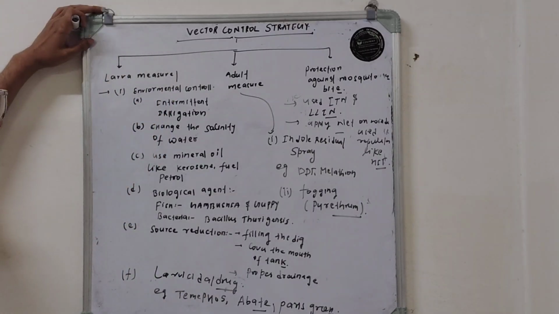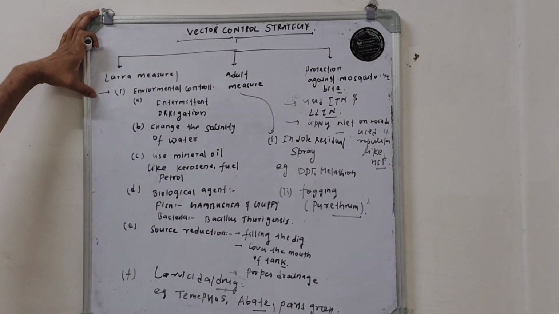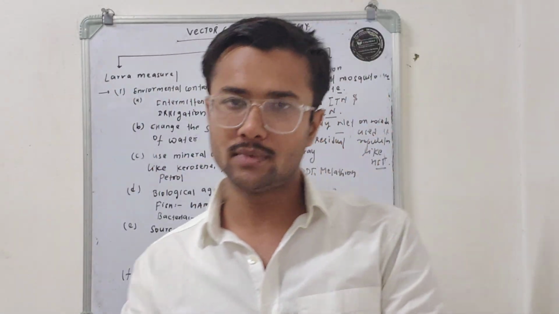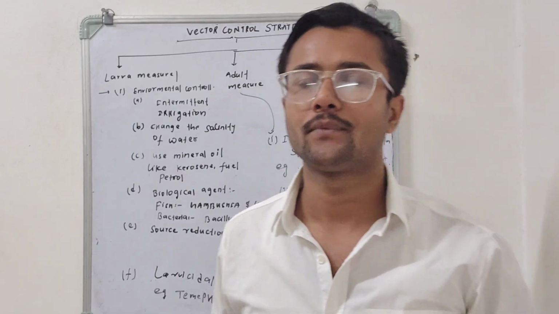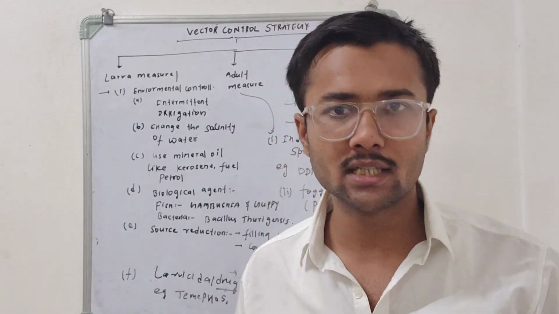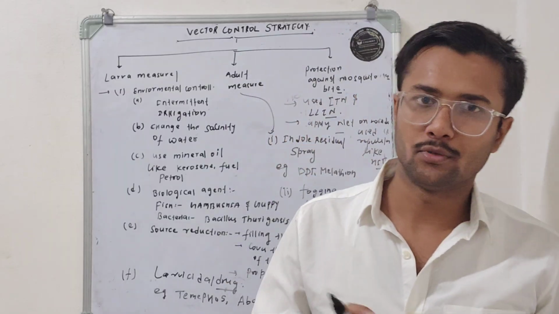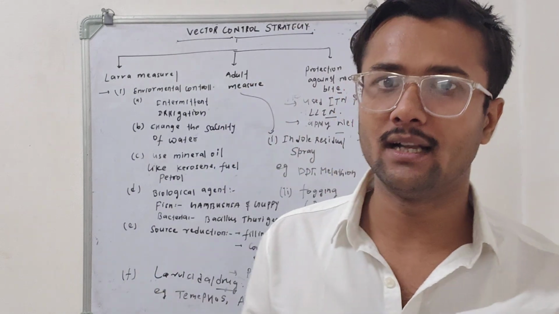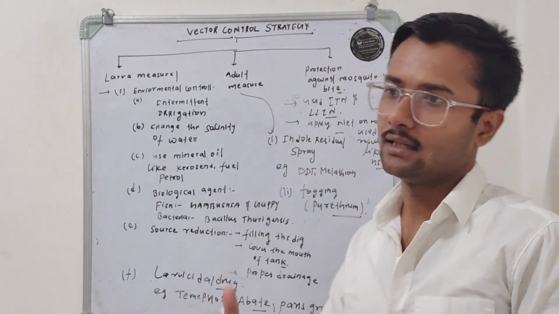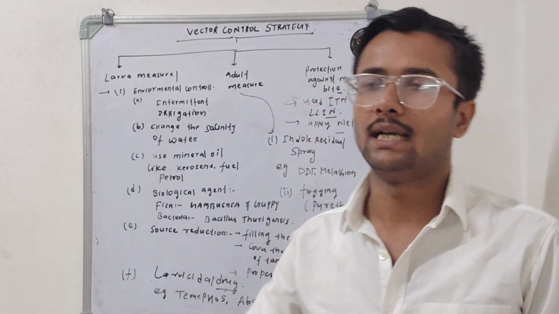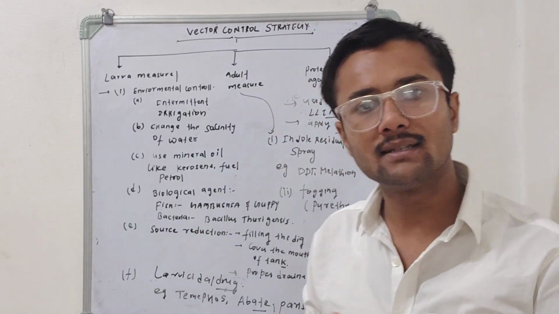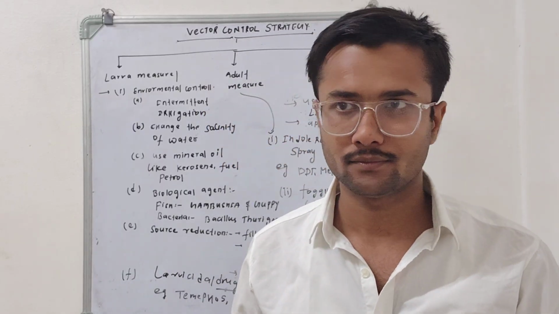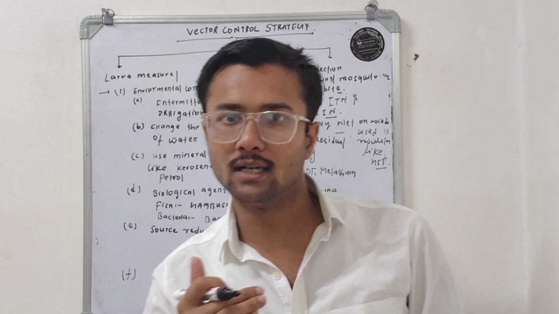So in larva measure, the first is the environmental control. What is the meaning of this environmental control? Environmental control means we do some things that reduce the breeding of mosquito, because larva is not able to breed. We basically reduce the breeding of adult mosquito, or we can reduce the growth of mosquito larva. So what are the things we do by which we can reduce the growth of larva of mosquito or kill the mosquito larva?